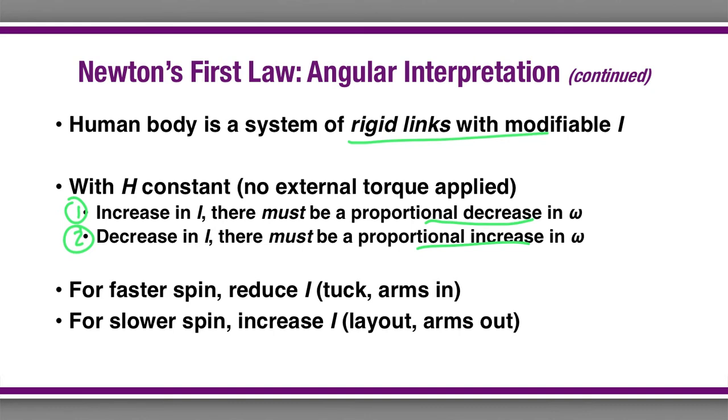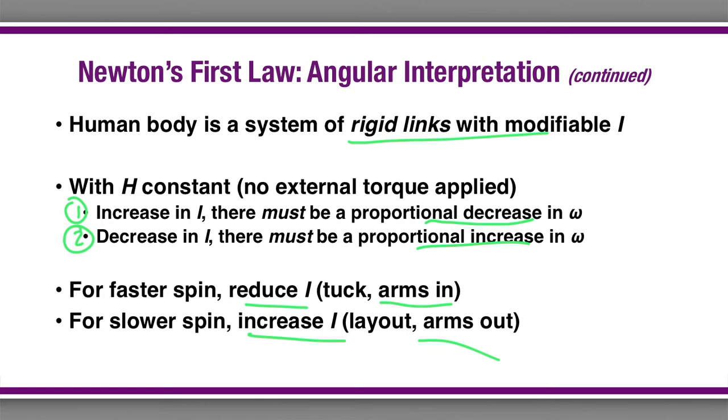When it comes to a practical example, for a faster spin, if you think about an athlete diving off of a diving board, in order to reduce the moment of inertia, that athlete can tuck or pull their arms in. For a slower spin, you want to increase the moment of inertia, so you would lay out or put your arms out in order to increase that moment of inertia.